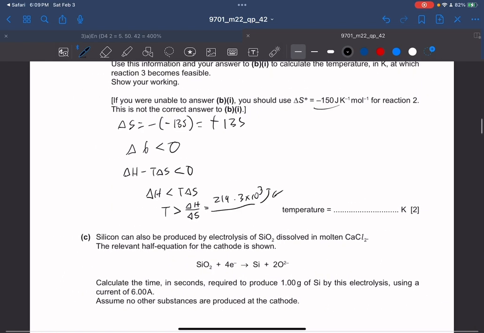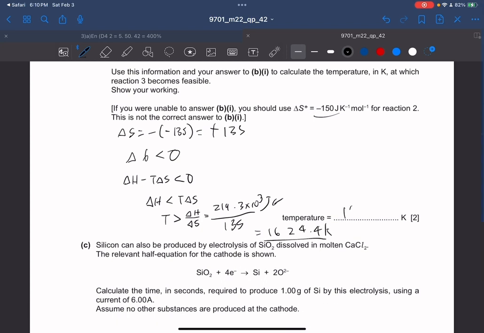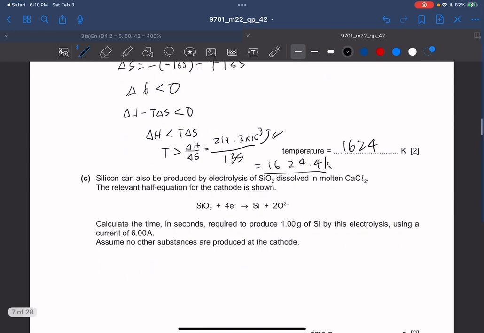So, oh wow, this is a high temperature. We're gonna divide that by 135. So we're gonna get, again, I apologize if this is a little messy. Usually when I'm practicing, I do it quick, like this, so that I get used to doing it in a test. So the temperature is going to be 1624 K, and that's it.